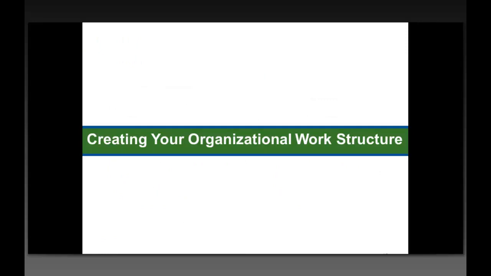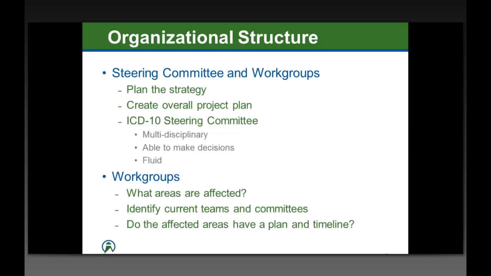So those are constraints. You've got really tactical things we've talked about. And then you need to go back in and create your organizational structure. There are lots of things you can do for steering committee and work groups. We've seen a lot of this, planning the strategy, creating the overall plan, and then setting up the ICD-10 steering committee. But from a work group perspective, I want you to look at that second bullet, which is identifying current teams and committees. One of the things that will help an organization move forward, especially at this point in time, rather than building a whole new structure, is looking at the organization and figuring out what current teams and committees are already in place and how you can use them to move this work forward. So if, for example, you have a revenue cycle committee, use the revenue cycle committee. If you have a quality committee, use the quality committee instead of making separate work teams.